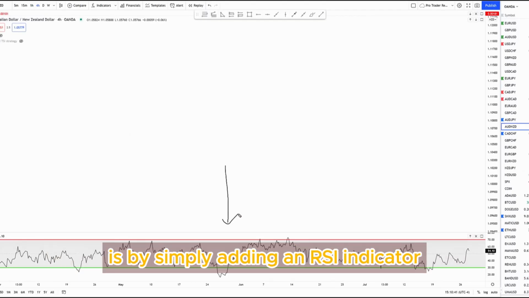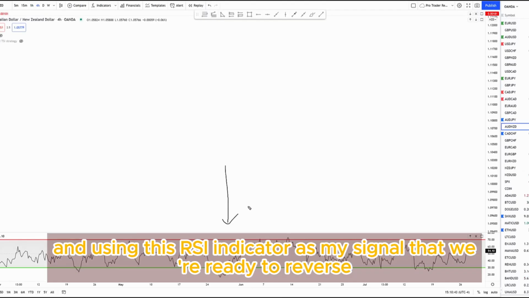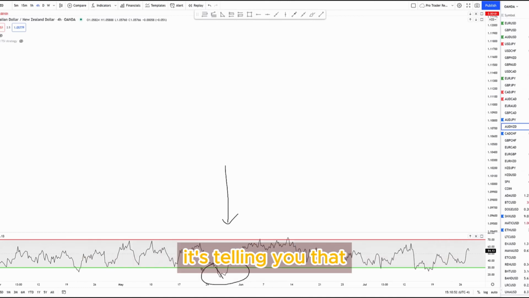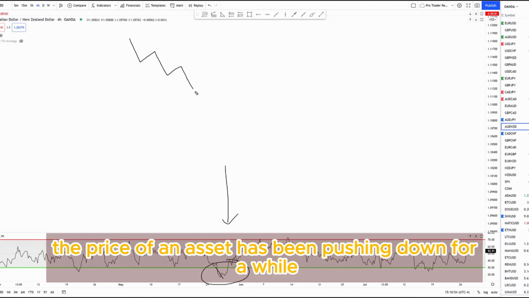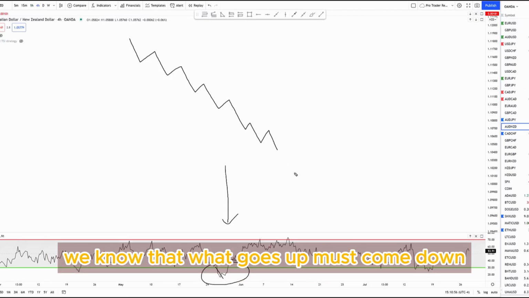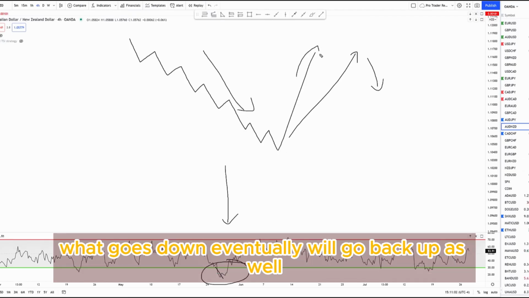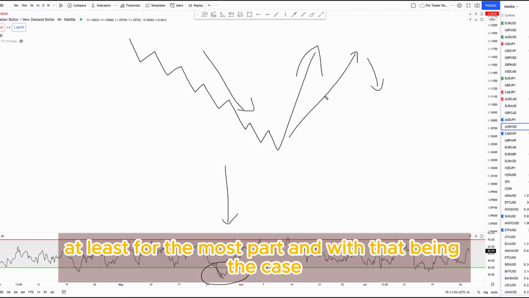simply adding an RSI indicator and using this RSI indicator as my signal that we're ready to reverse. And what I mean by that is when the RSI is oversold, it's telling you that the price of an asset has been pushing down for a while. We know that what goes up must come down, and in the same way with financial markets, what goes down eventually will go back up as well, at least for the most part.